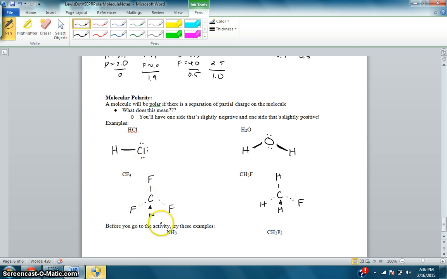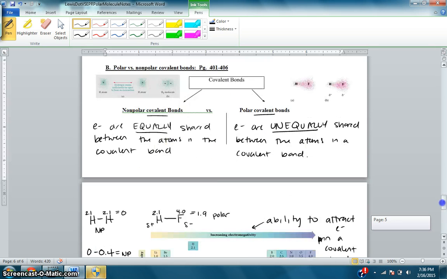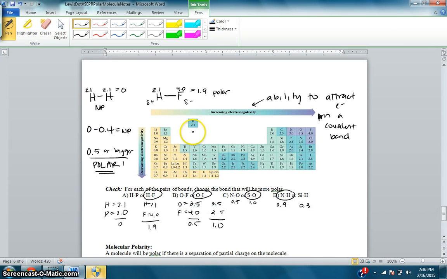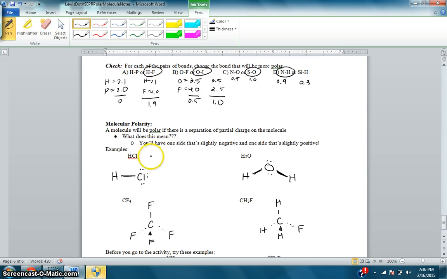So how do we figure out if these molecules have polar bonds? We use that chart that's just up above the screen. So my first molecule is H and Cl. I see H is 2.1 and I see Cl is 3.0. So I'm going to do 3.0 minus 2.1, and that tells me it's a difference of 0.9. So yes, I know I have polar bonds. We'll talk about what that means tomorrow.